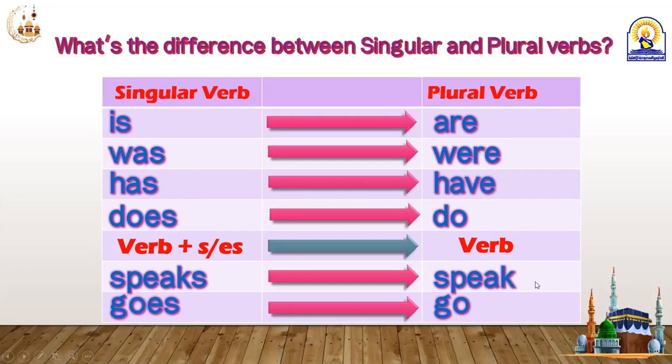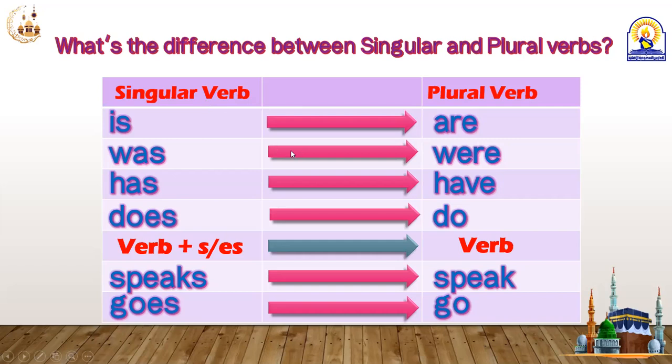But verbs without s are plural verbs and we can use them after we, you, and they, okay? And these verbs, you must keep them in your mind. Is singular, plural are. Was singular, plural were. Has singular, plural have. Does singular, plural do. I'm talking about the verbs, guys. I'm not talking about nouns.